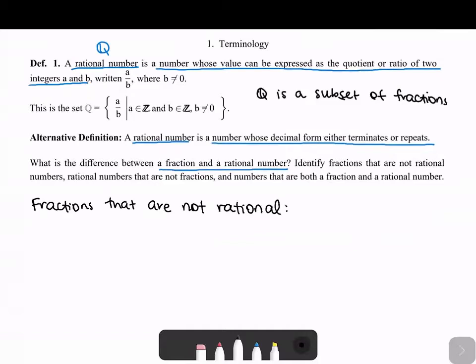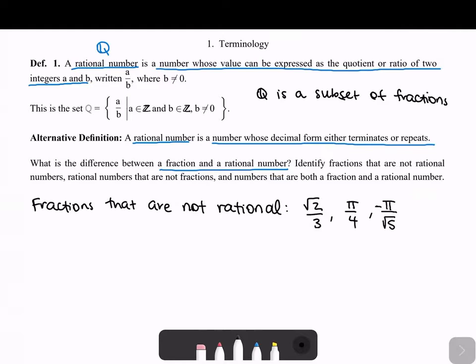So when we list fractions that are not rational, these are things like the square root of 2 over 3 and things like pi over 4 and things of this nature, right? Where one thing, either our numerator or our denominator, or potentially even both, are not rational. Or remember, rational is are not integers.